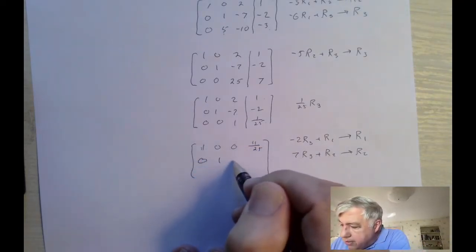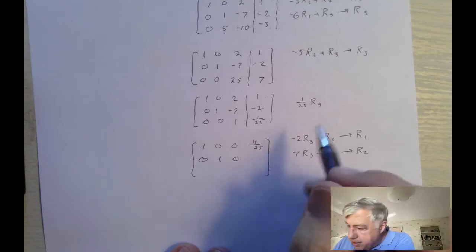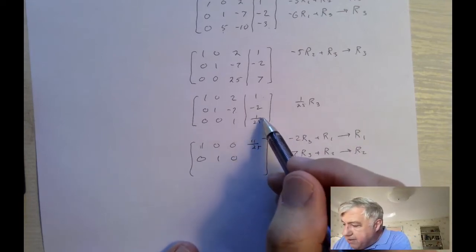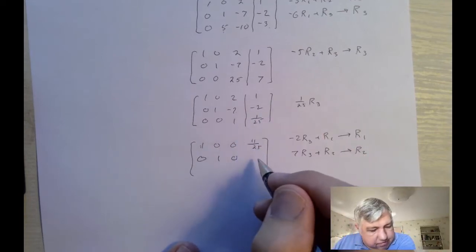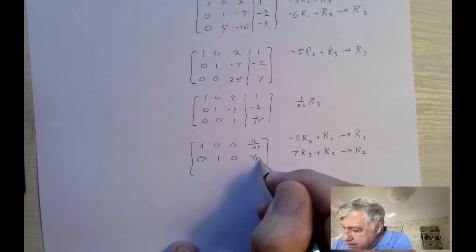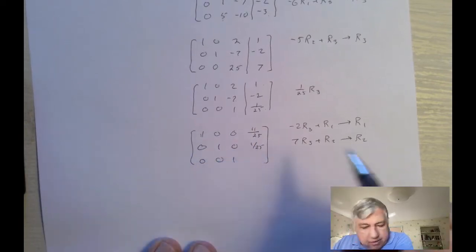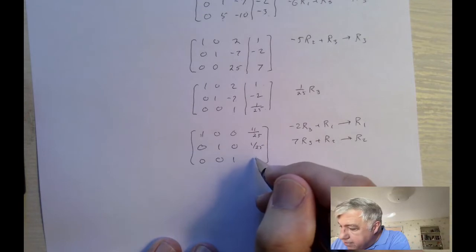This is 0, 1, 0. I'll multiply this by 7/25 plus negative 2. This turns out to be 1/25. And this is 0, 0, 1, and 7/25.